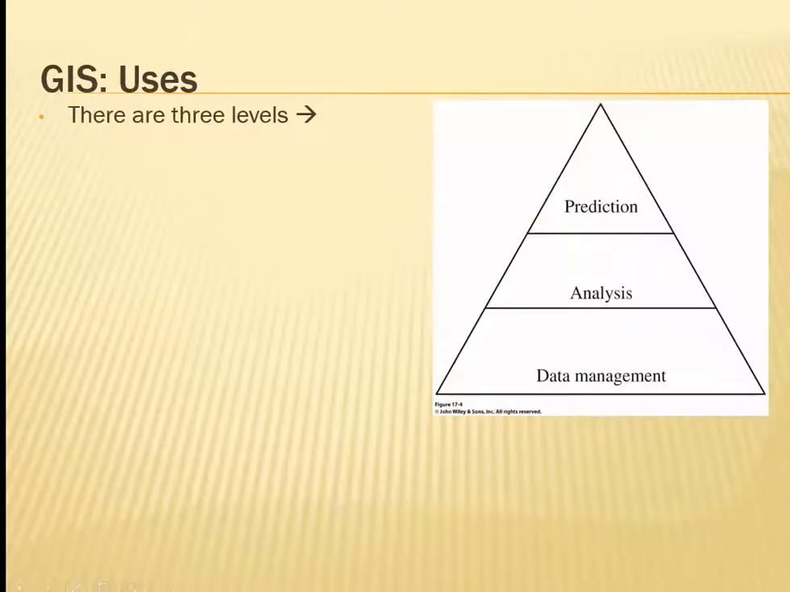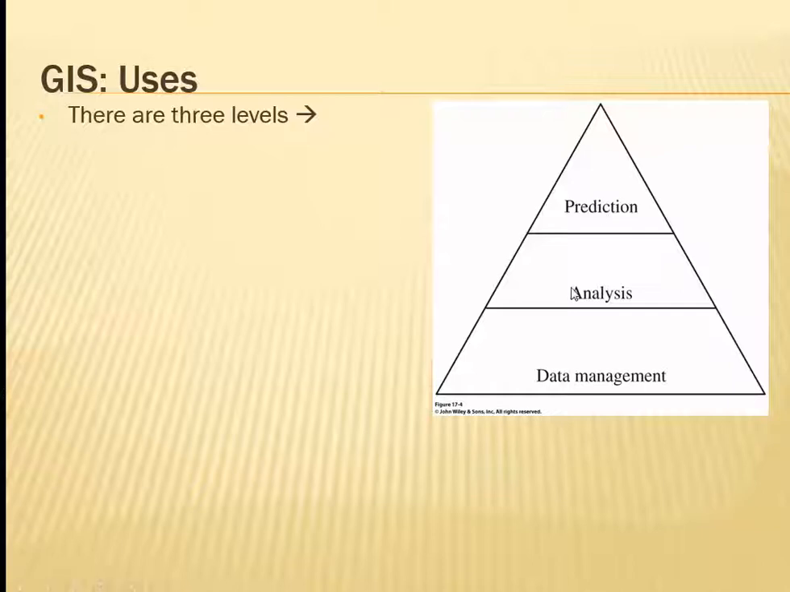So as far as GIS, there are three levels. The first and most basic level, which takes the most energy and power, is just data management, the collection and managing of data. There's just so much data there, and how do you put it down in a significant way is kind of a tough thing.